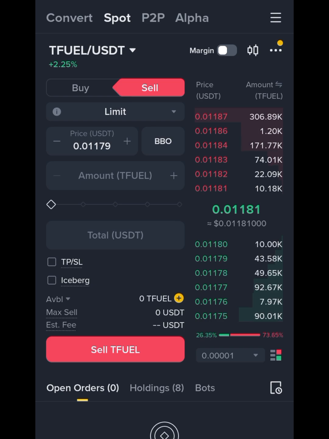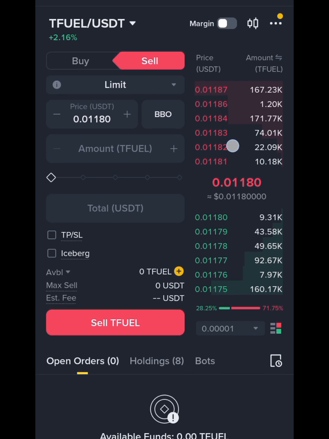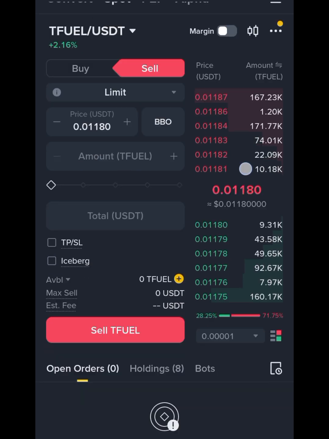So we already have TFUEL. Now we'll be selling TFUEL to USDT. That's basically it. Because we want to sell, we'll be selling to these buyers right here. These are the buyers area, these are the sellers area, these are the bids, these are the asks.